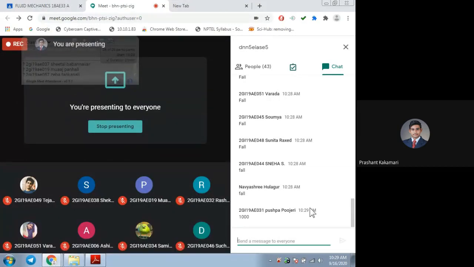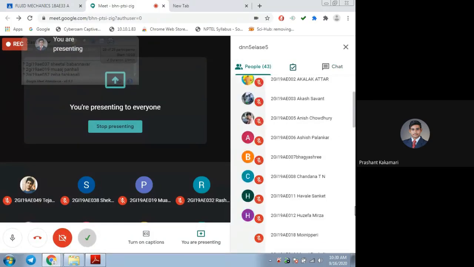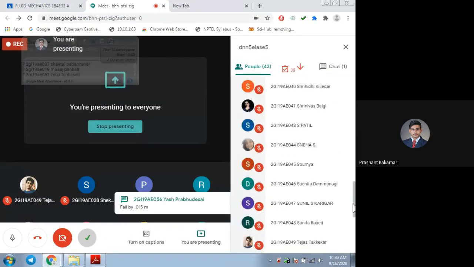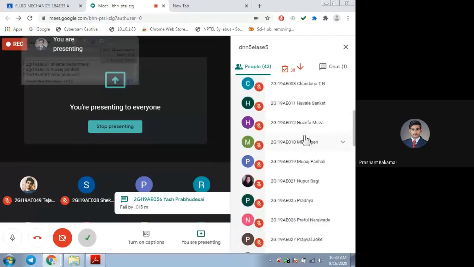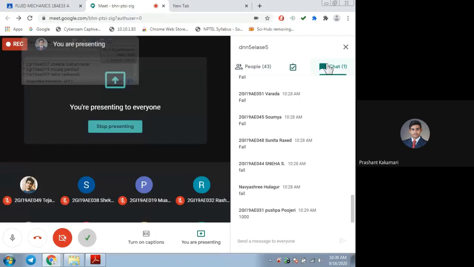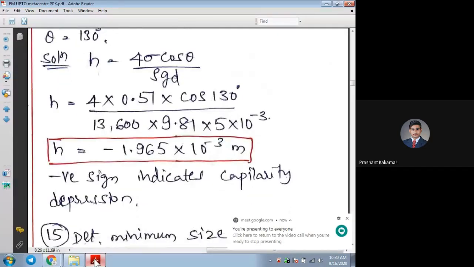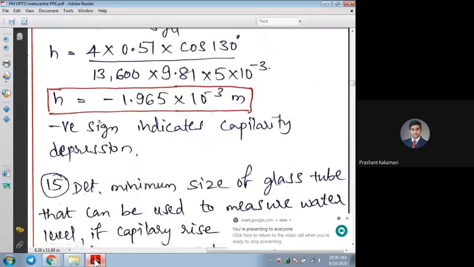So how much is the capillary rise or fall now? Fall is by 0.015. Okay. 0.015 meters. No.